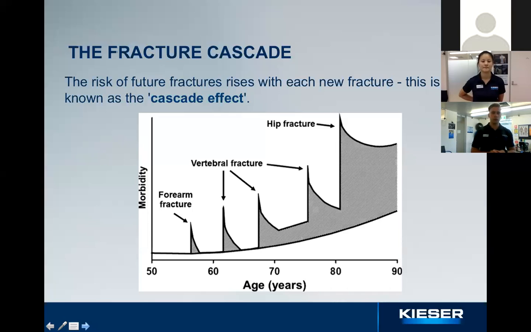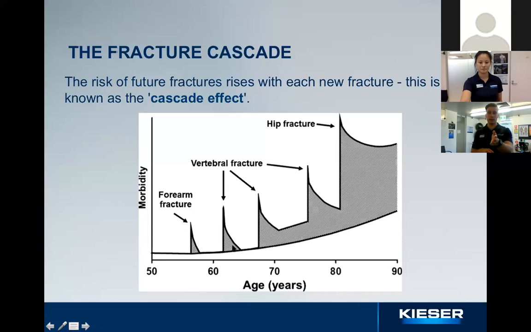So I want to introduce you guys to a term called the fracture cascade. What it simply means is your risk of a future fracture will increase with every new fracture that occurs. Research has shown that if a female experiences a spinal fracture, she's 4 times more likely to experience a second fracture within 12 months. That's quite significant.